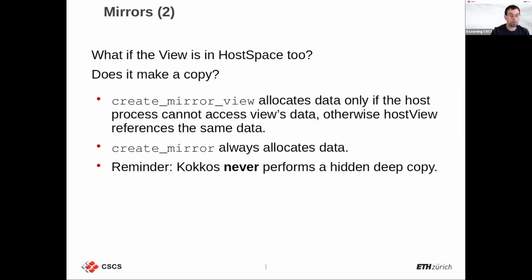There is a function, honestly I never used it, but Kokkos gives you the possibility to create a mirror. So create mirror always allocates data. If you really want to have a deep copy even on a CPU, you can have it with create mirror. Reminder, Kokkos never performs a hidden copy. So you have to write deep copy in order to copy back and forth the entire data. Otherwise, Kokkos tries, as much as possible, to copy pointers.